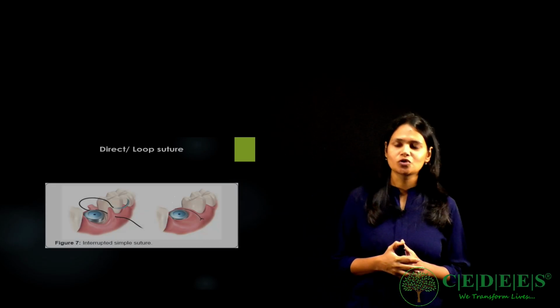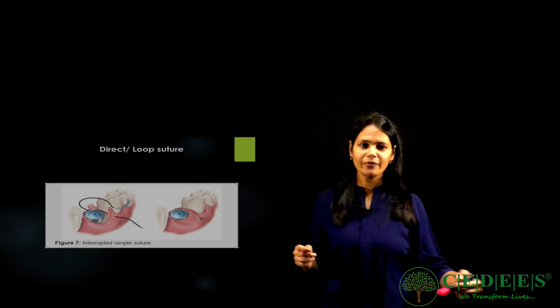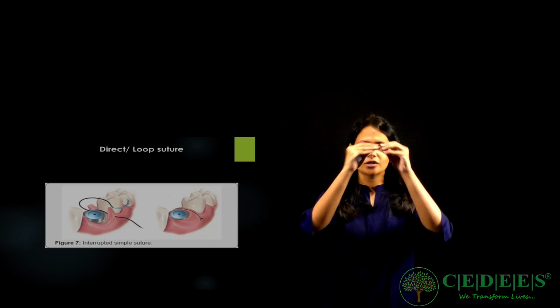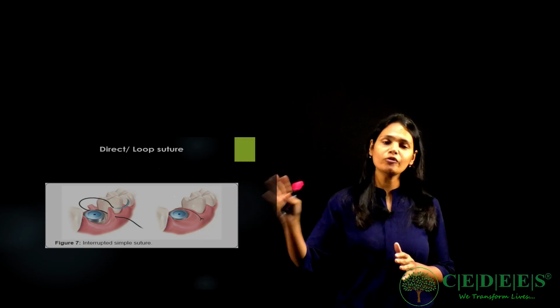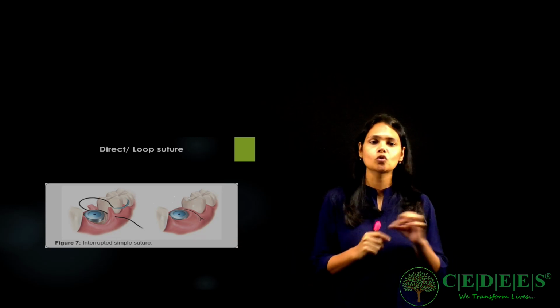Now direct or loop suture, it's very simple. You go in from one side, come out from the other side, tie the knot. That's your direct loop suture. It is a type of interrupted suture. Every suture has its own knot.